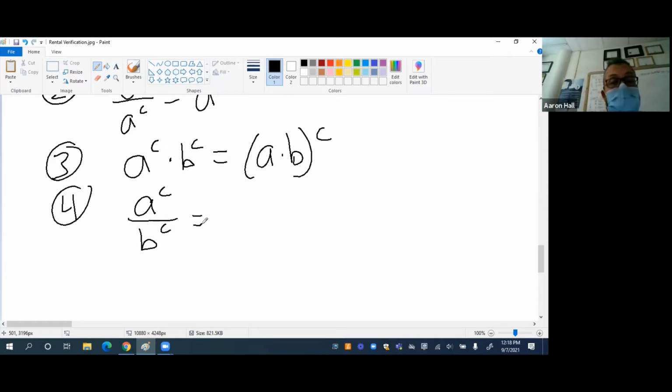Thomas, you would divide the bases. Yeah, divide the bases: a divided by b to the power of c. Okay, how many more laws of exponents do we have? Four. We have four more.